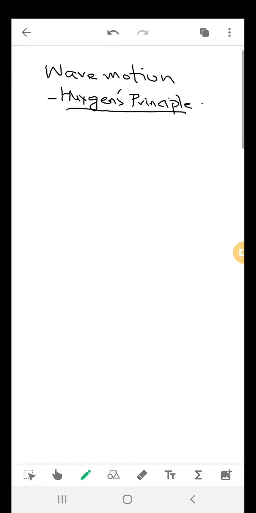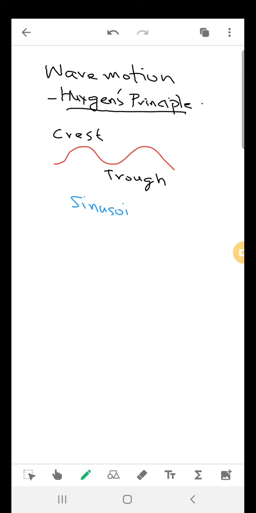Now we know that when we say wave, the first thing that comes to our mind is a shape like this, ups and lows. Technically these ups are called crests and the lows are called troughs. This periodic variation is mathematically called sinusoidal, meaning it is represented by a sine wave.